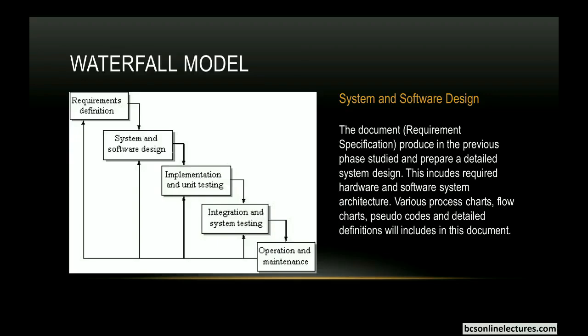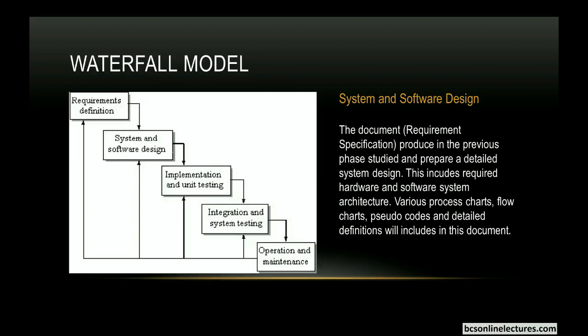Now with that, we produce a document, right? With that document, we need to design the software. It's not actually developing the software, but design. It's also a document, right? The document generated in the previous phase, the requirement definition phase, is called the requirement specification. Based on the requirement specification, we design the software. This is also a document, right?